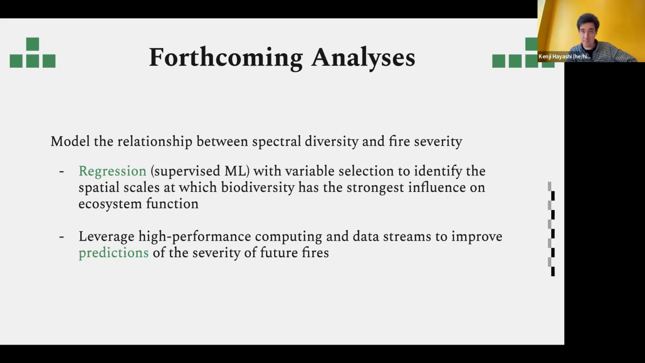I also want to mention that this pipeline that we're outlining here has the potential to be put to use for improving prediction as well, in addition to understanding what's going on. Especially we can do that by leveraging high performance computing and the fact that there's a continuous data stream when it comes to the satellite data and fire occurrences. And in addition to that, new data can also be in the form of different metrics of ecosystem function, such as net primary productivity.